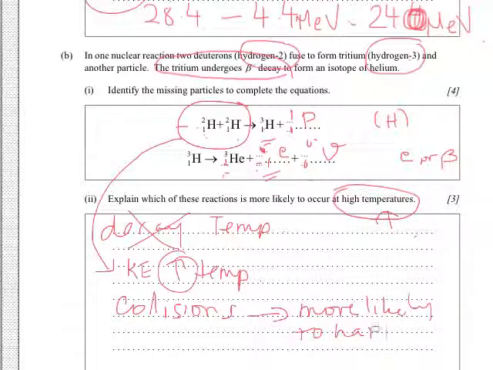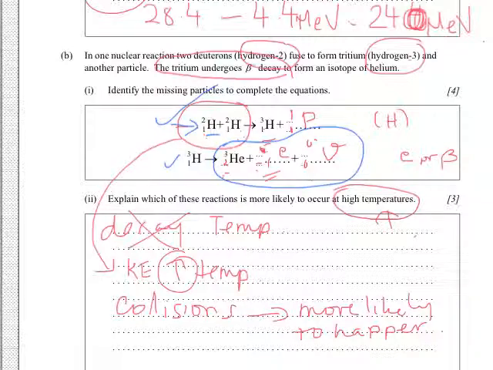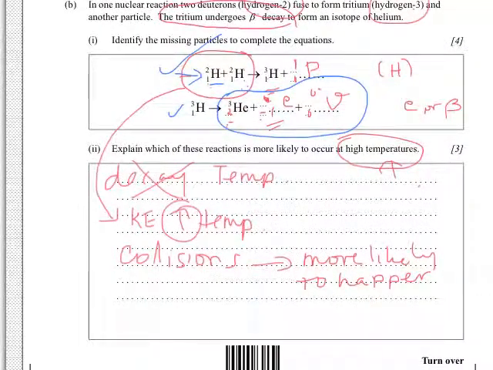So the answer is that the first reaction is the one that's more likely to happen because it's an absorption, it's a collision between two particles that are moving freely. The second one, which is a decay, will be completely unaffected, okay, because the decay is spontaneous. So this one would be unaffected.